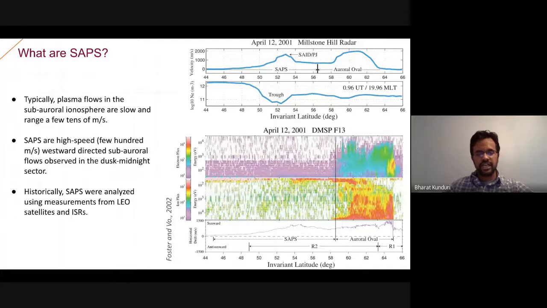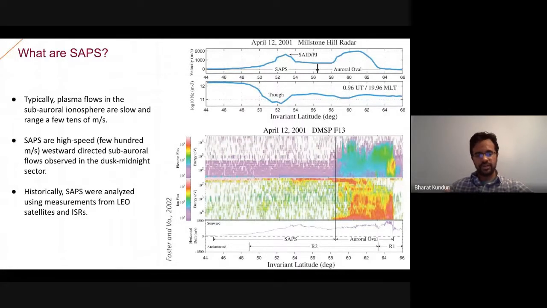These are westward-directed flows. They range a few hundred meters per second and sometimes can reach a few kilometers per second. More recently, people have been talking about flows reaching more than 5 to 10 kilometers per second. But in this study, I'm going to mostly focus on flows between a few hundred meters per second to 2 kilometers per second, which is the resolution limit of SuperDARN radars.